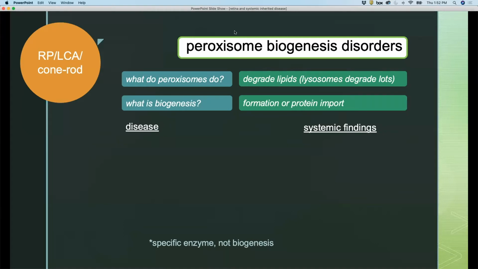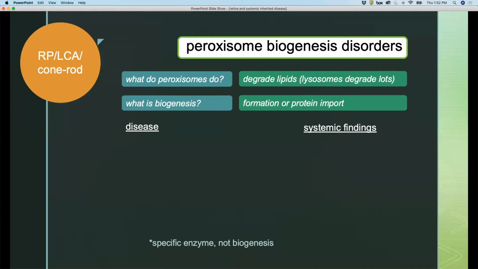Mm-hmm. And then one question I had is, what do they mean by biogenesis? That's not a word that we commonly use. By peroxisome biogenesis, they mean that these mutations cause problems with peroxisomes forming or proteins getting into the peroxisome. So therefore, everything that the peroxisome is degrading kind of builds up.